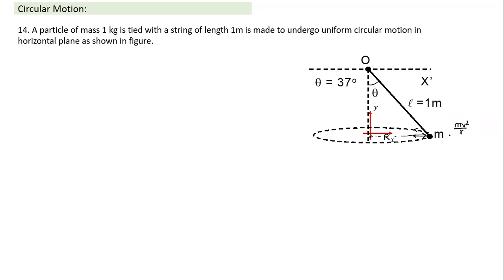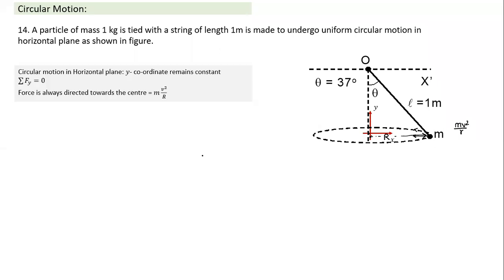Now the question comes, where does the force come from? The moment we understand the object has acceleration in a particular direction, the net force also must act in that direction. That's the laws of motion. In the horizontal plane, the y coordinate remains constant. It means if I take the y component of forces, it should add up to 0. And the net force is always directed towards the center, equal to mv squared by r, r being the radius of circular motion. Don't take the inclined length, that's not the radius of circular motion. Identify the center and mark the radius.